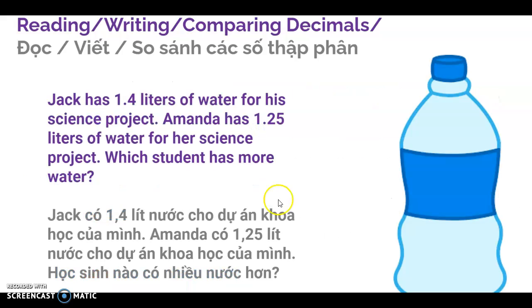consider this situation. Jack has 1 4/10 liters of water for his science project. Amanda has 1 25 hundredths liters of water for her science project. Which student has more water?